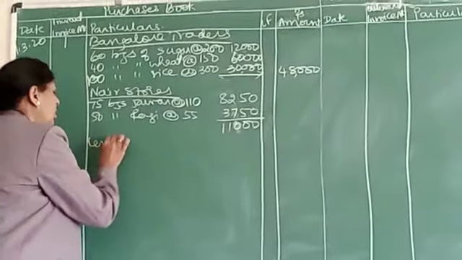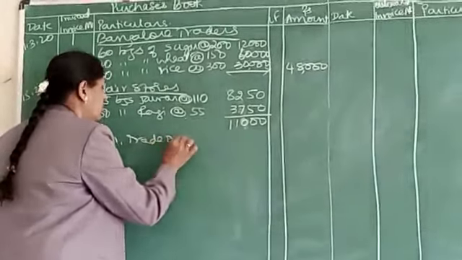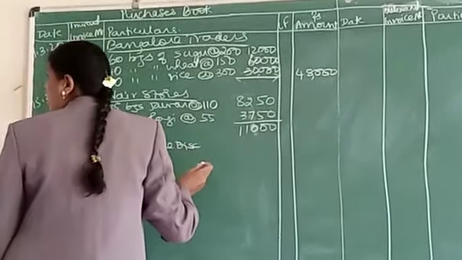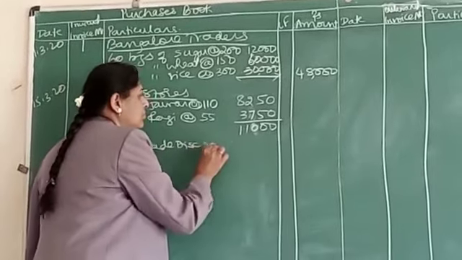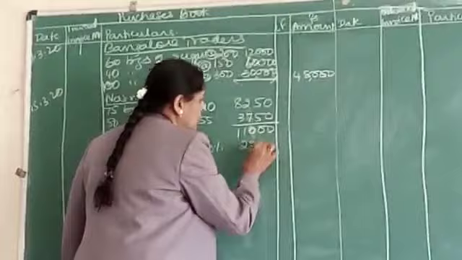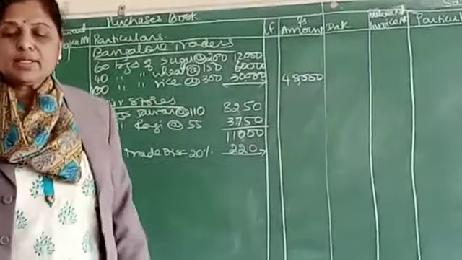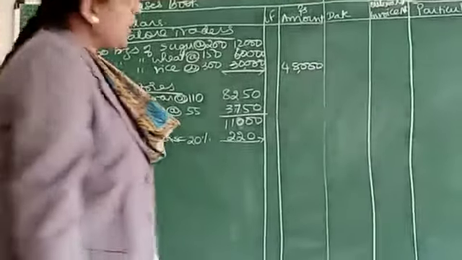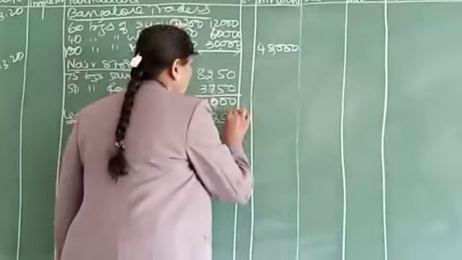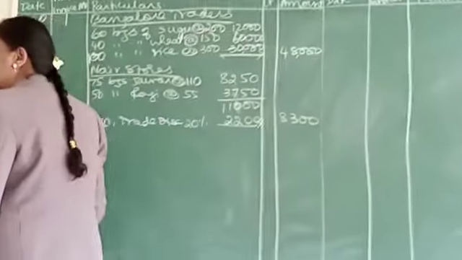Come to the next. Next trade is from... So 20% of this, 220, minus it, you get 8,300.